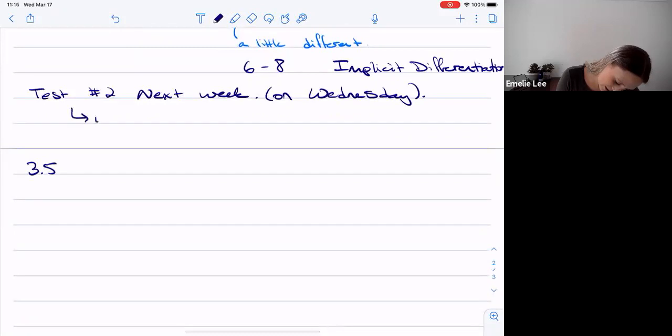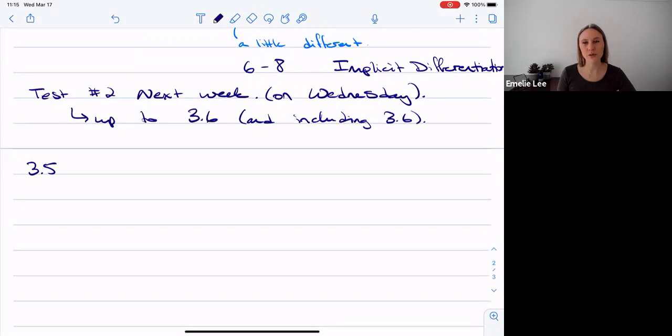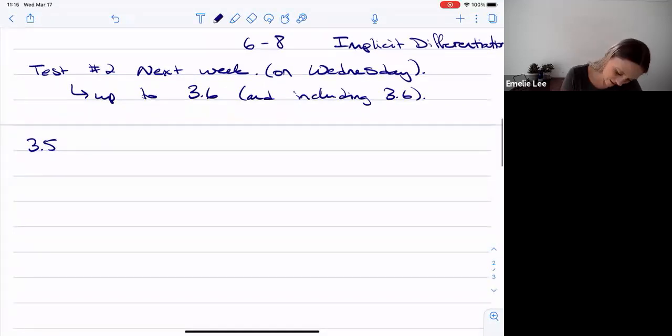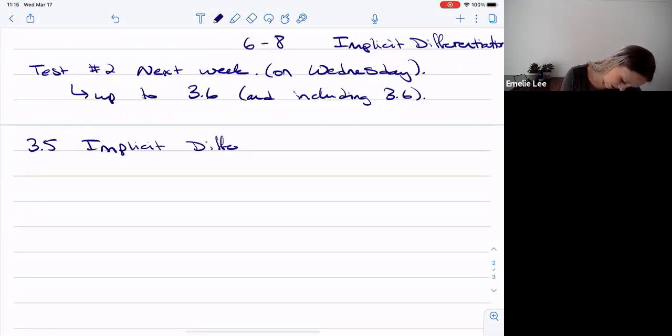So the test will be up to and including 3.6. We'll do 3.5 today, which is implicit differentiation, and then 3.6 is logarithmic differentiation, which is pretty fun. Implicit differentiation.